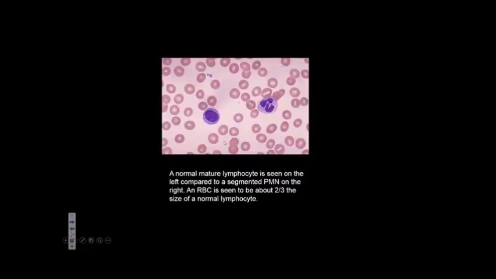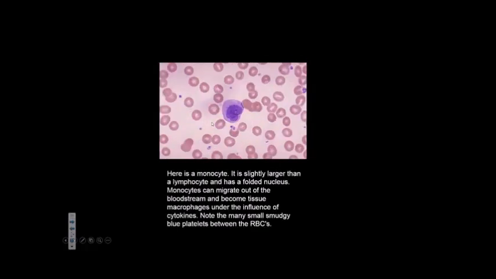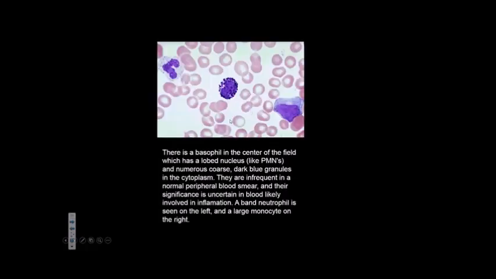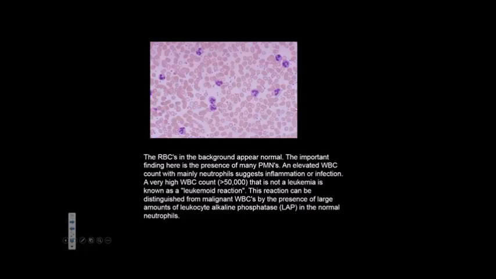So these look normal, don't they? Yeah. Eosinophil, a neutrophil and a monocyte. So what's that? Slightly larger than a lymphocyte. This is definitely a monocyte. So this is an eosinophil, and this would be a lymphocyte. I guess these are normal too. Here's what a basophil is. Neutrophil and a monocyte.